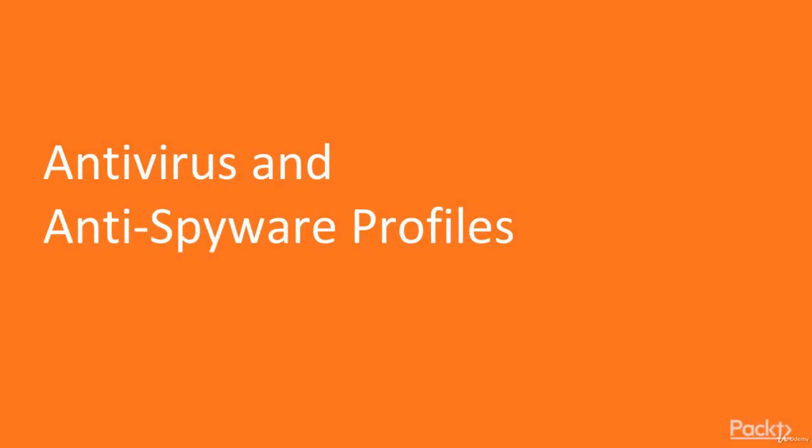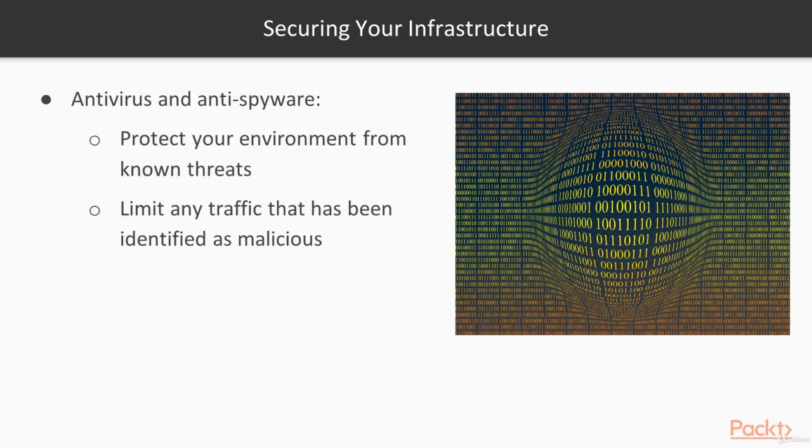Antivirus and anti-spyware profile. Okay everyone, in this video we're going to take a look at profiles, antivirus and anti-spyware, and how to enable those features that come with your Palo Alto firewall. As information, you need to have a valid license or a Palo Alto support contract that allows you to enable those features and get real-time updates from Wildfire.